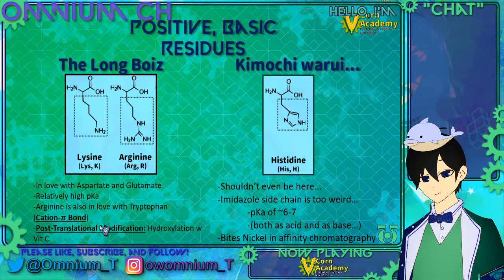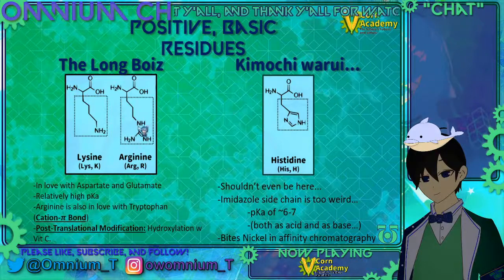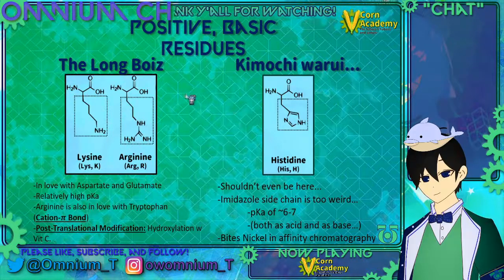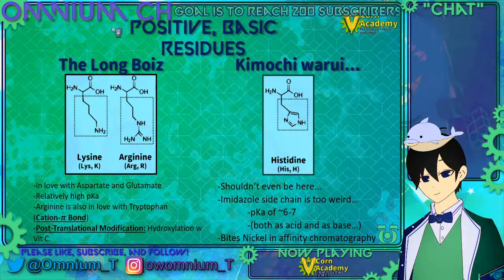Arginine is also in love with tryptophan for some reason. Oh wait, yeah, I remember that. That's like parallel and perpendicular attractions. So one of these groups is attracted to the aromatic ring of tryptophan. And yeah, mainly because of the cation-pi bond. And also, these are important with vitamin C, also with like collagen and stuff, scurvy.